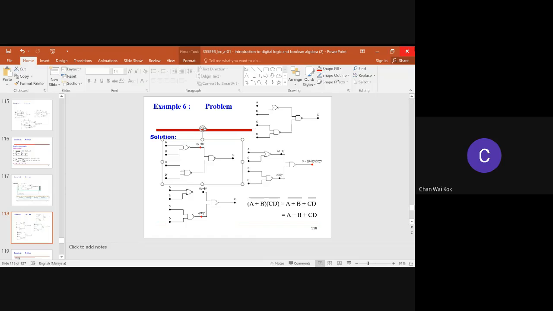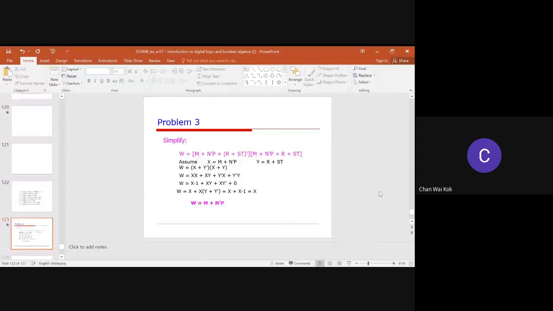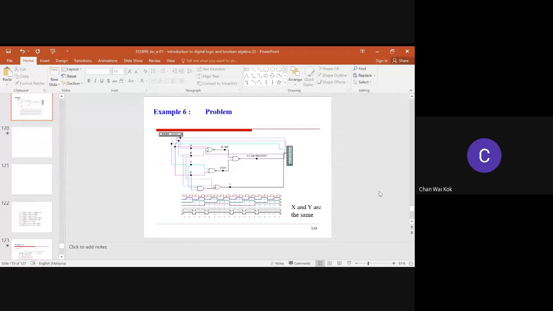Okay, so we will go back to example 6. Let me draw it. We're going to do example 6 again later on.